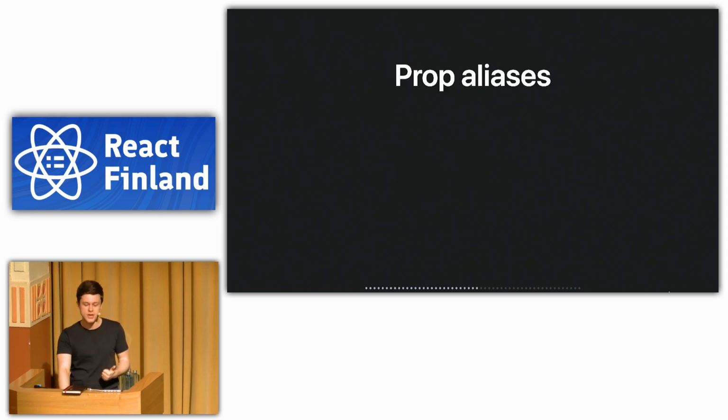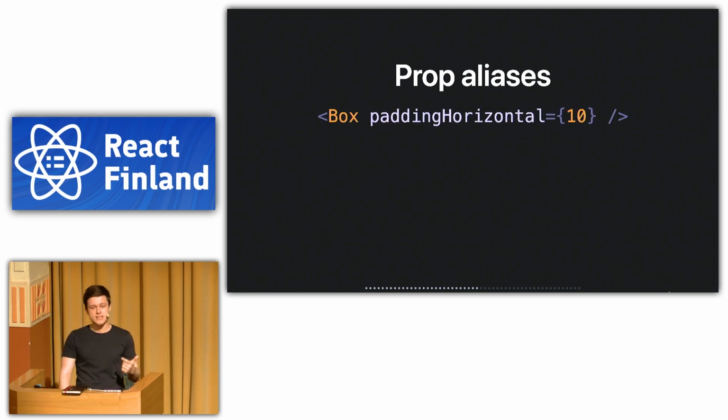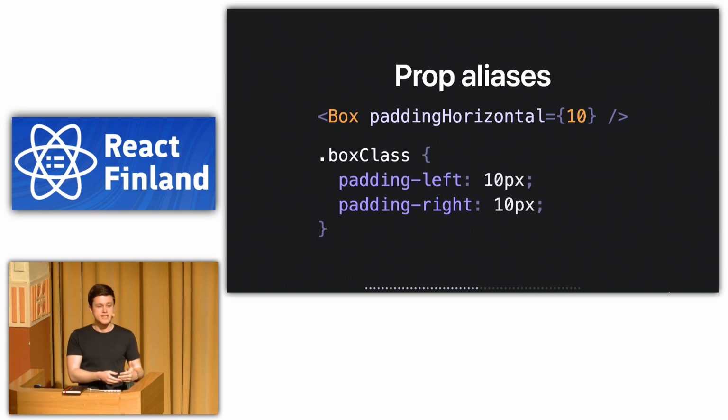Then there is a small feature which we can use. It's prop aliases, and it's basically aliasing of certain properties in React, for example, like padding horizontal, which we can write, and they will emit slightly more complicated CSS, like padding left and right, in this case, with the same value. And there are plenty of those just to speed up our development.